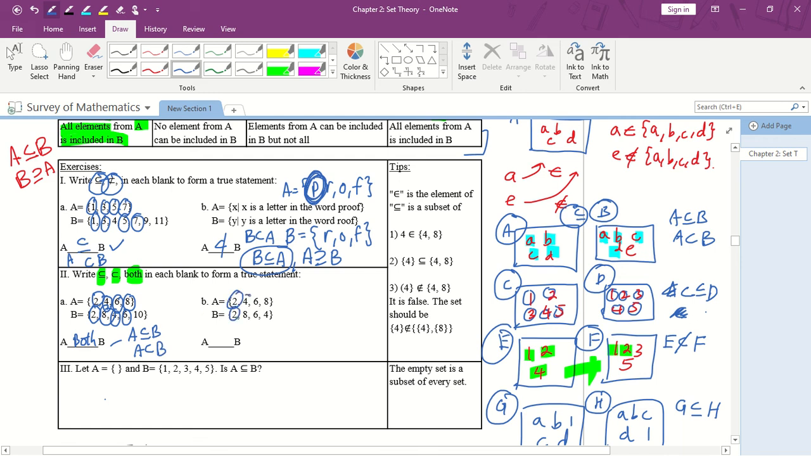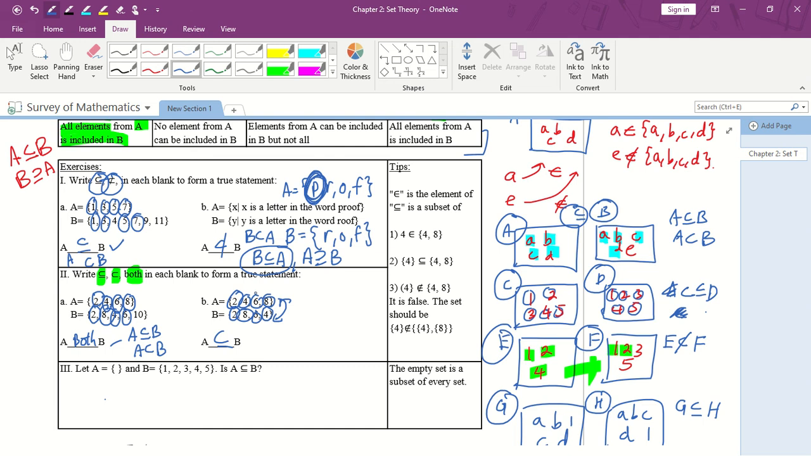2, 4, 6, 8. So it has exactly the same set. So all elements from A are in B, so we can say that A is a subset of B. However, we cannot say that A is a proper subset of B because it has exactly the same set, and this is not acceptable in a proper subset.